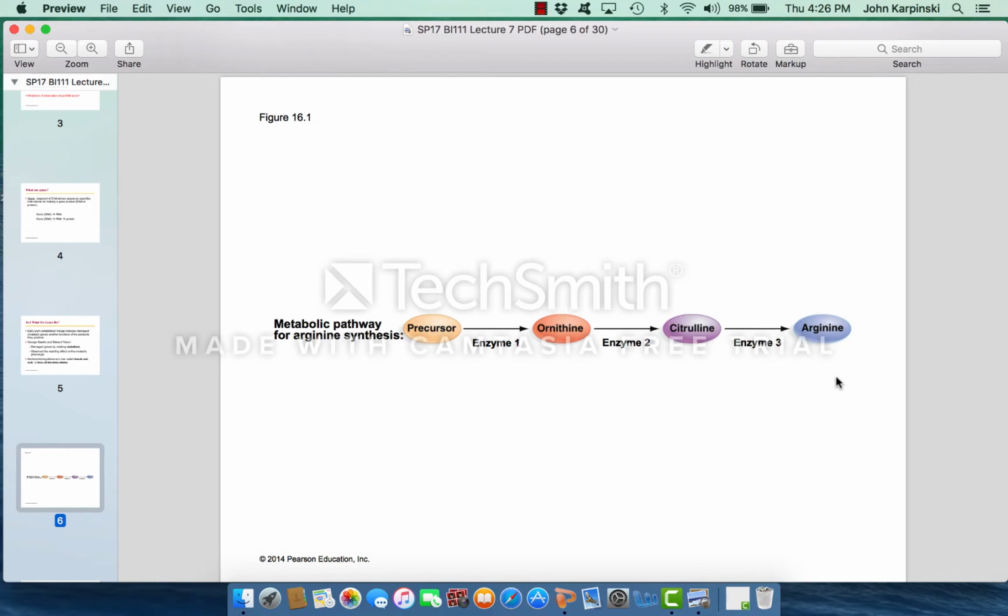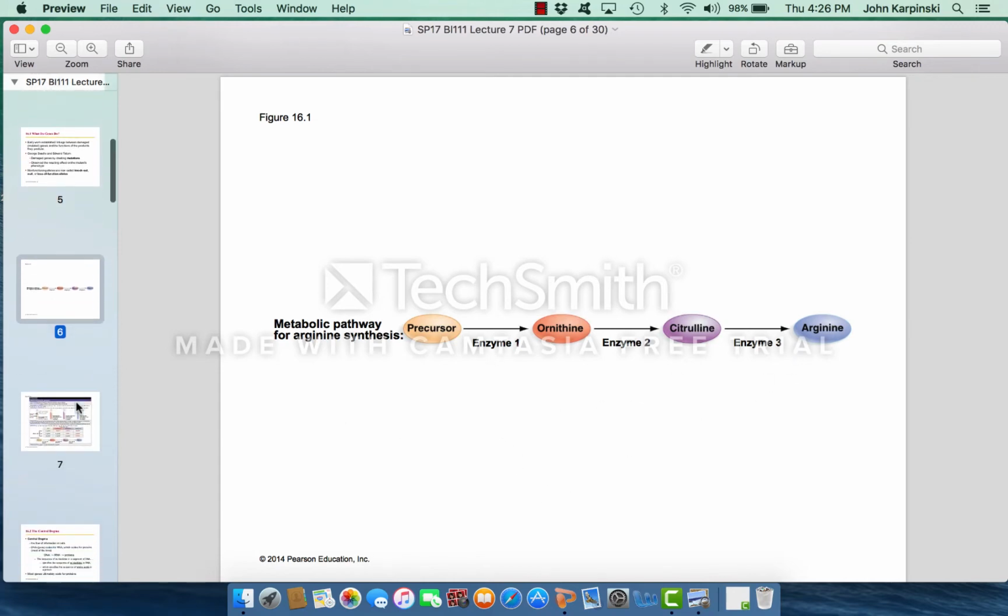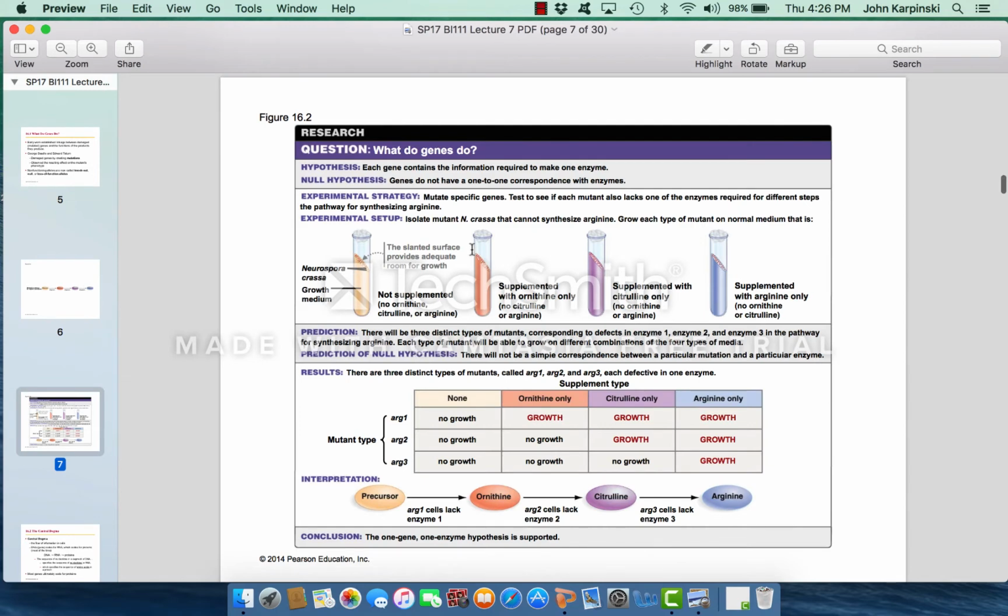So what they ended up doing was they introduced a mutation into each of these three genes that they thought coded for these three enzymes. So if you look at the next slide, here is a more detailed depiction or summary of what they did.